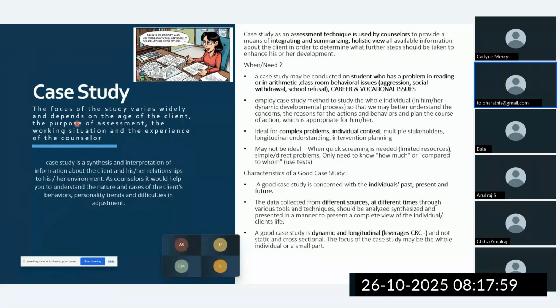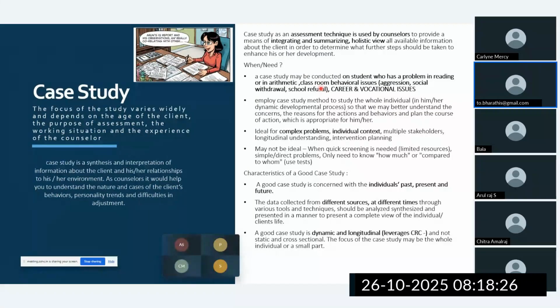The focus can again depend upon the age. For example, for a child it will be different: it will be learning abilities or their emotional aspects. For an adult it will be different. For a senior person it could be slightly different. It depends on the case. So I just called out what could be a typical case study example.